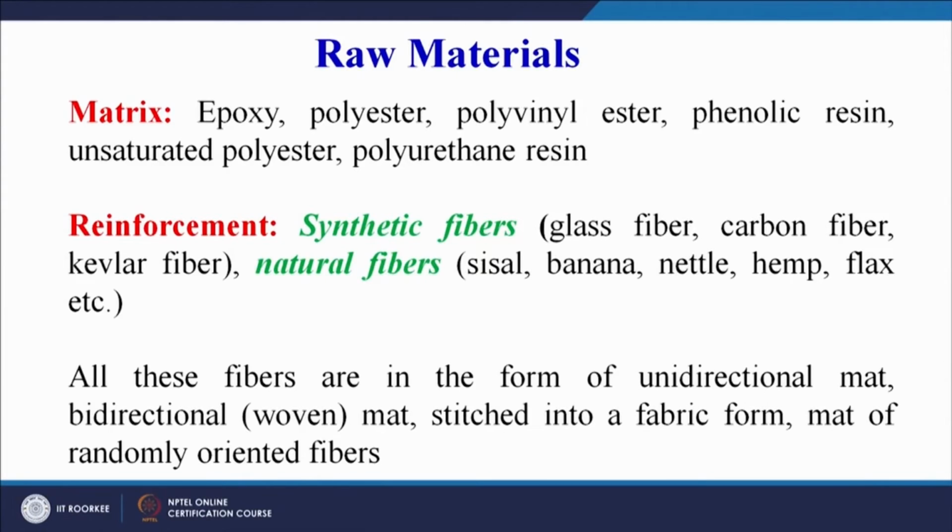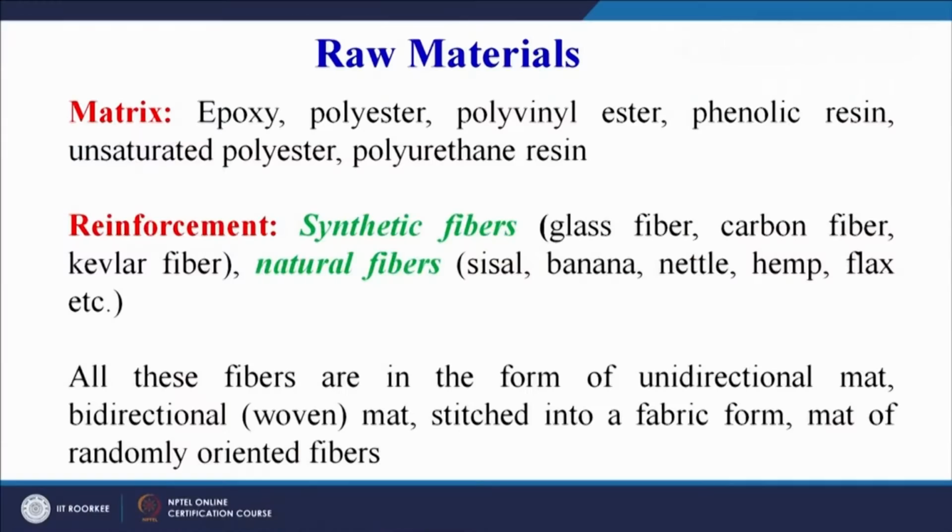Now what are the raw materials used? I think I have already explained. The matrix in this case is a thermosetting matrix in most of the cases. So we can use epoxy, polyester, polyvinyl ester, phenolic resin, unsaturated polyester, polyurethane resin. So these are the matrix materials which can be used in case of the hand layup process.